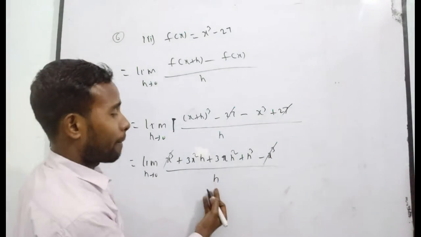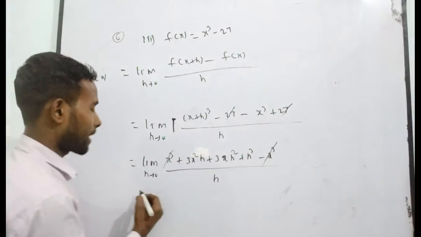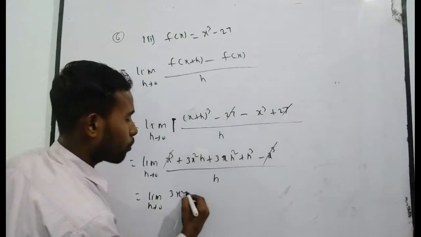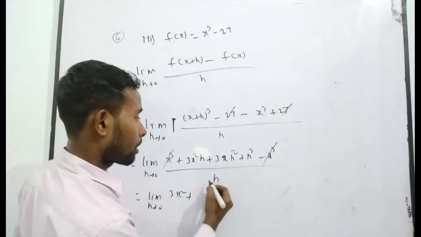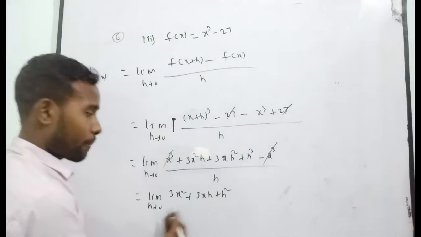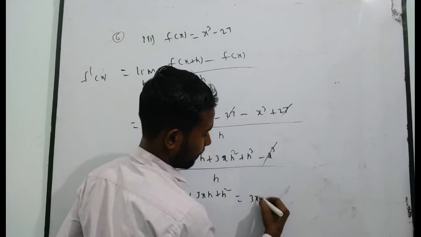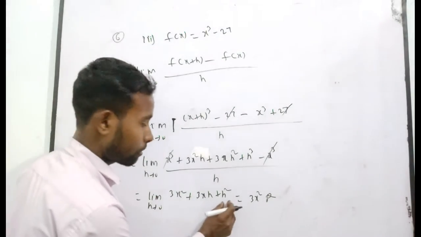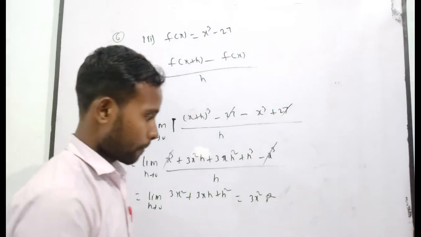After dividing by h in the numerator, what do you get? 3x square. It becomes limit h tends to 0 of 3x square plus 3xh plus h square. Now put the value of h equal to 0. What do you get? Simply 3x square. Have you understood? If you put h equal to 0, those terms become 0. Simply you get 3x square.